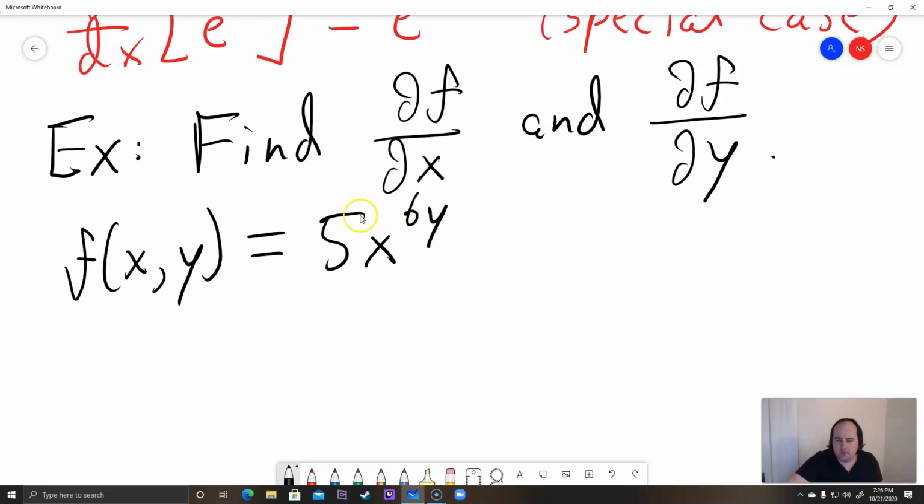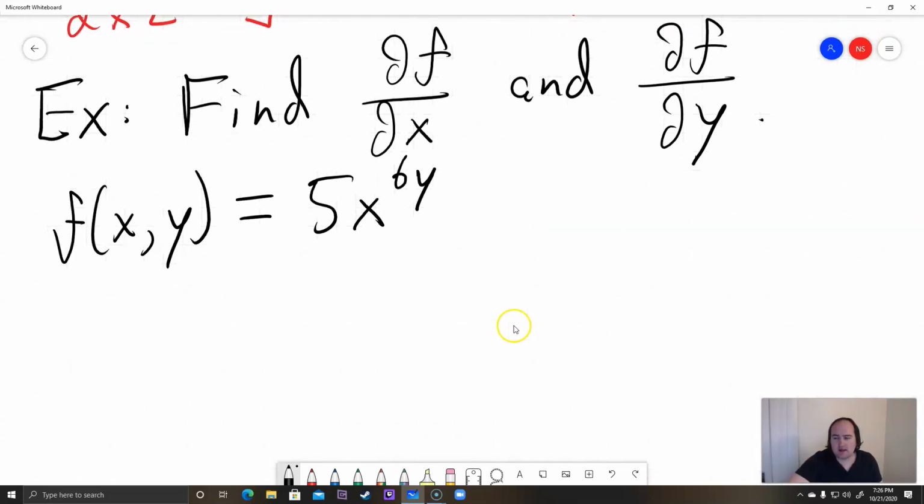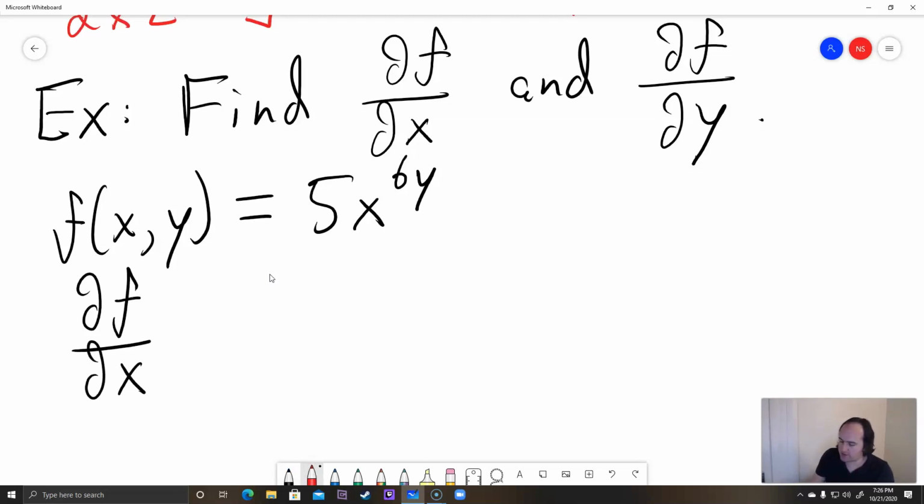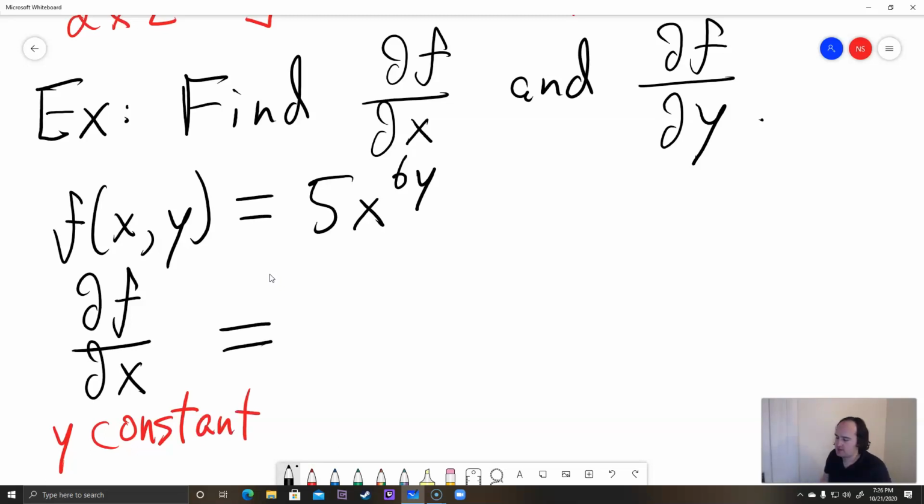So, this problem looks like it would be easy, but it's only easy if you know exactly what you're doing. It's pretty easy to mess it up, honestly. So let's start with del f del x, or partial f partial x. For this one, the other variable is constant, so here y is going to be constant. Okay, and then we have to be careful. Since y is constant, that means the power 6y is constant. So this is constant.